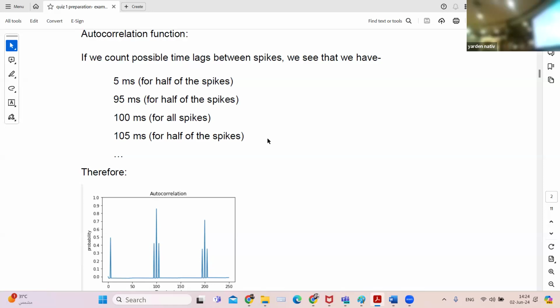Rate for autocorrelation was a problem on the last quiz. Could you use this example and show going from probability autocorrelation to rate autocorrelation? Yes, within 1 minute, okay?